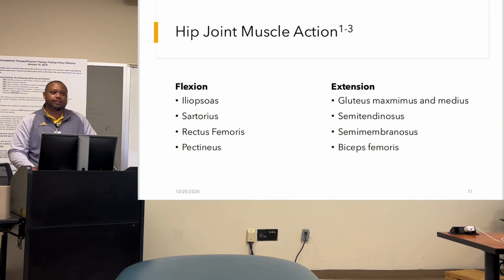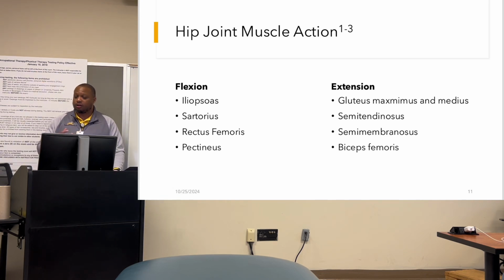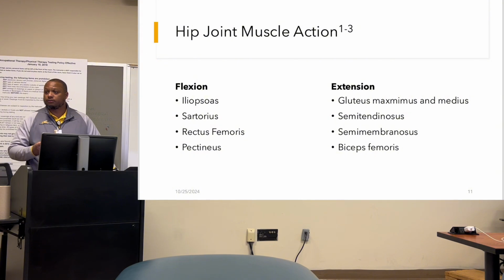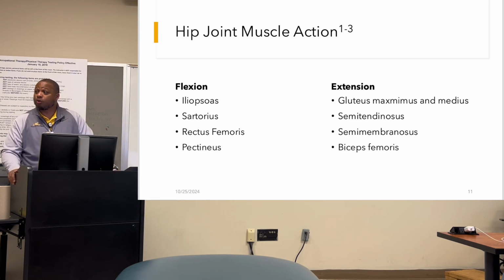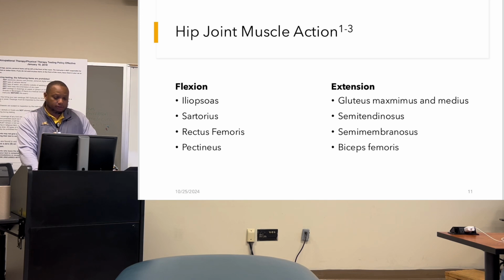Now the iliopsoas, we know the iliopsoas as a powerful hip flexor, right? Now this is fascinating. We talked about the iliopsoas as a powerful hip flexor, but what also does the iliopsoas do secondarily that's important at the hip? External rotation. All right, extension. So extension, we got the gluteus maximus and medius, the semitendinosus, semimembranosus, and the biceps femoris. Now, the gluteus maximus muscle, we know that's a powerful hip extensor, but it's also a powerful what? It's also a powerful external rotator.